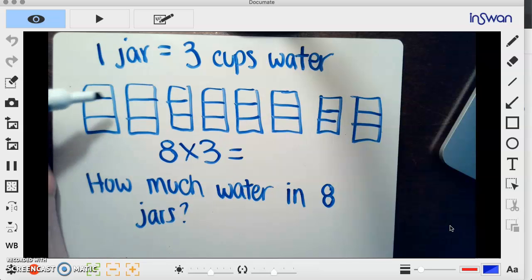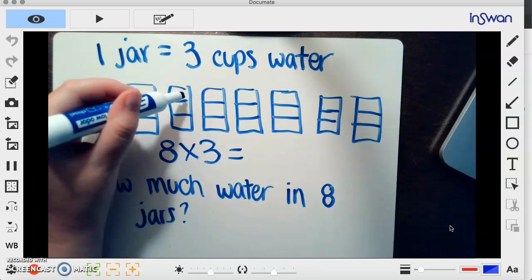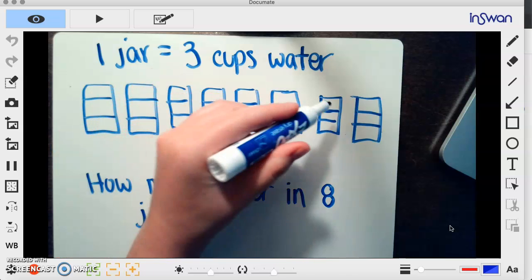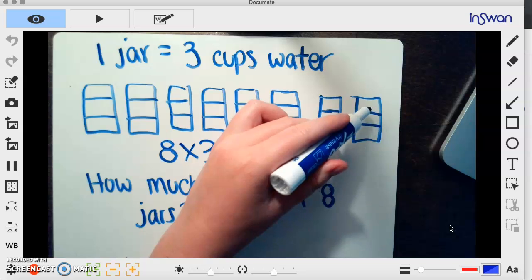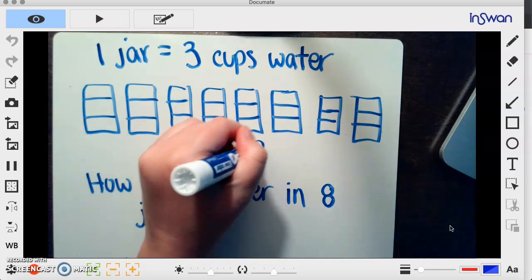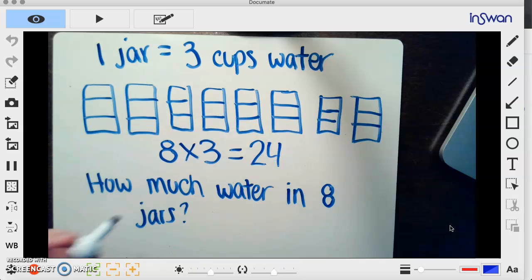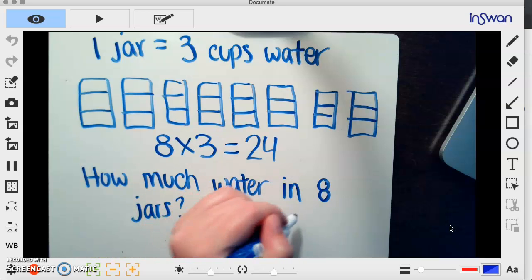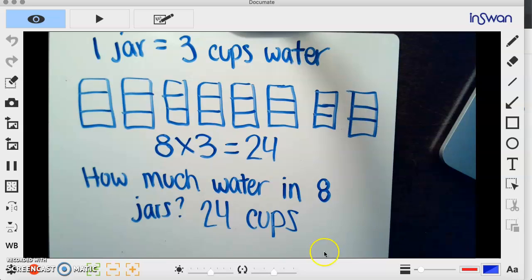And I can count 1, 2, 3, 4, 5, 6, 7, 8, 9, 10, 11, 12, 13, 14, 15, 16, 17, 18, 19, 20, 21, 22, 23, 24, which is the same as 8 times 3, 24. So how much water is in 8 jars? It is 24 cups of water.